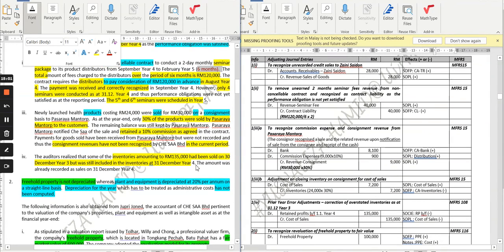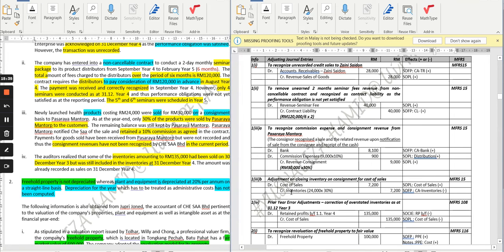Our auditors realized that some of the inventories amounting to 35,000 has been sold off but was still included. So the goods that have been sold off shouldn't be included in the inventories, and you are informed that the amount was already recorded as sale. So sale has been recorded, no problem, but the inventories still include that particular item. So you need to exclude from the inventories the goods whose sale has already taken place. So how? You go and reduce your inventories by crediting the inventories.